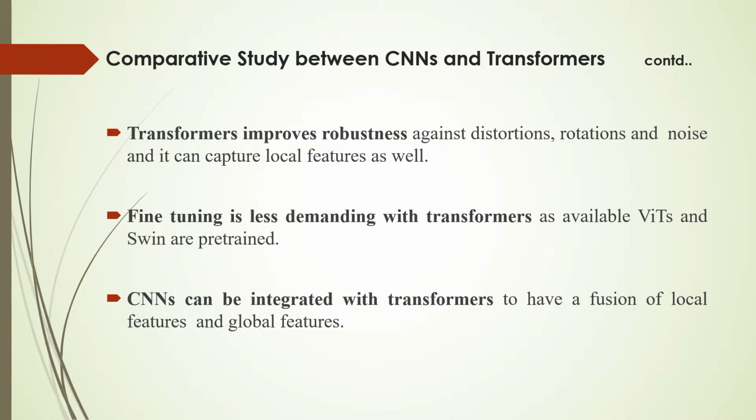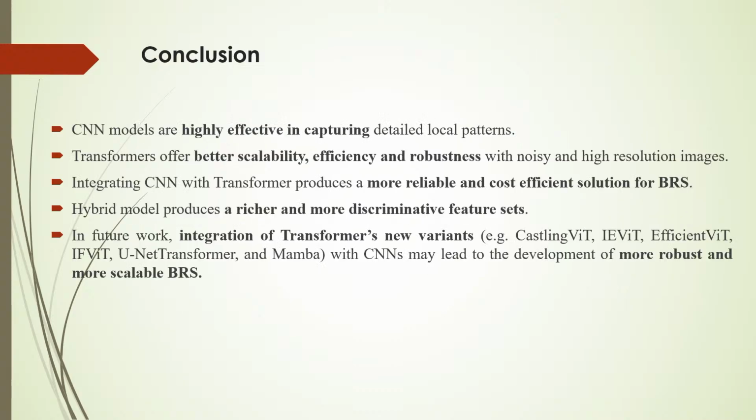CNN can be integrated with transformers to fuse local features with global features. So we can conclude that CNN models are highly effective in capturing detailed local patterns. Transformers offer better scalability, efficiency and robustness. Integrating CNN with transformers produces a more reliable and cost-efficient solution for BRS. A hybrid model produces richer and more discriminative feature sets.